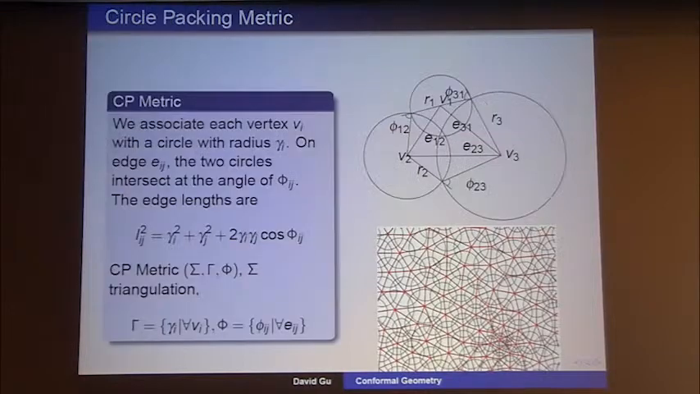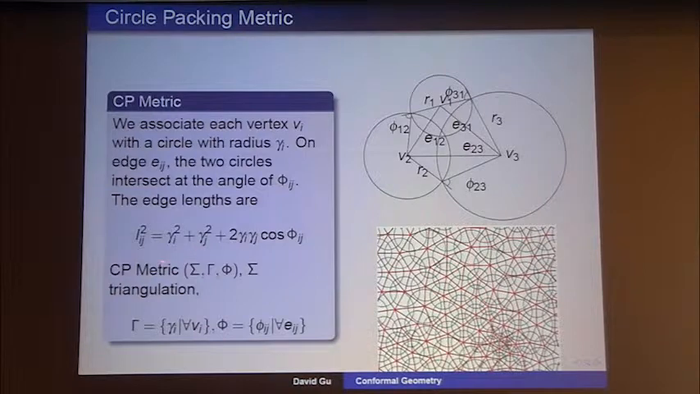Then let's follow Thurston's construction. We have a triangle, then we put 3 circles at the vertices. Then the circles have intersection angles, phi 2 3, phi 1 2, phi 3 1. Then we can deform the circle radii, but we do not change the circle intersection angles. Then the edge length is given by the circle radii and also the intersection angles by this formula.